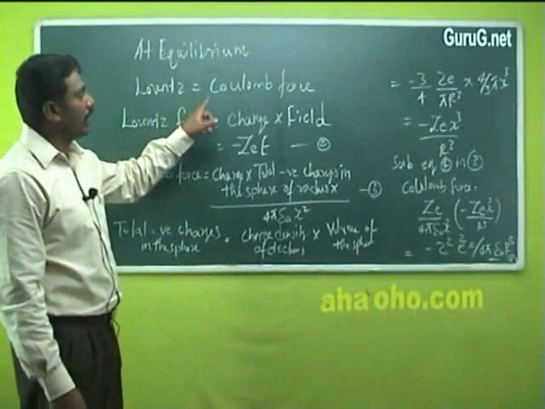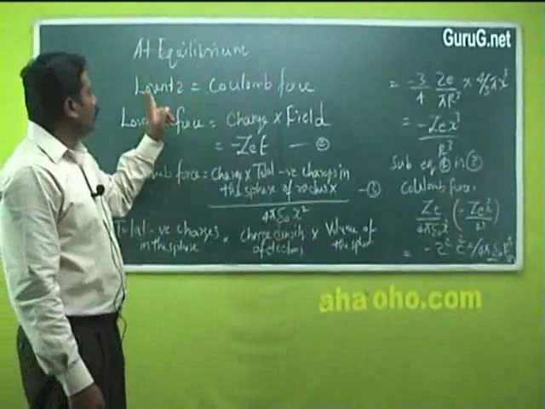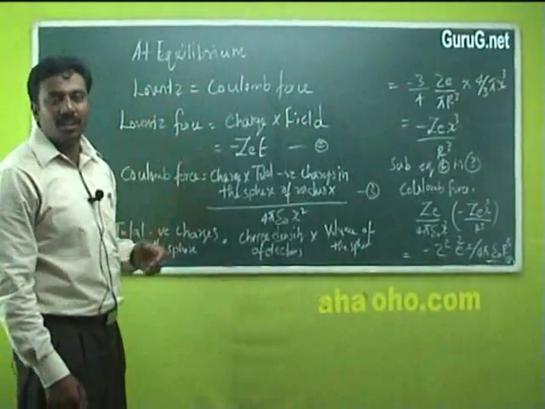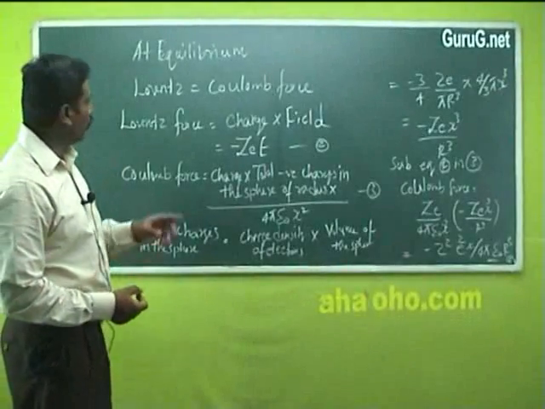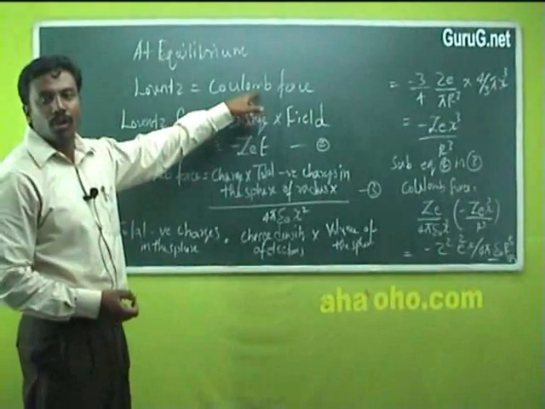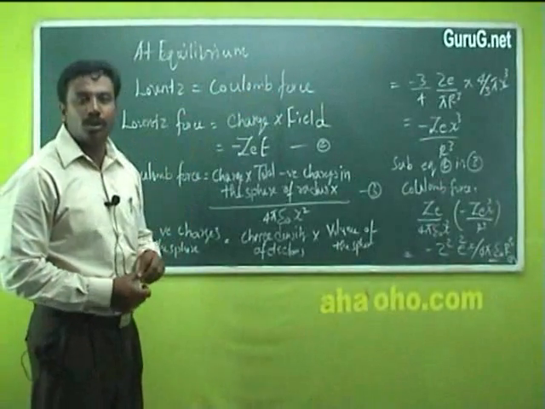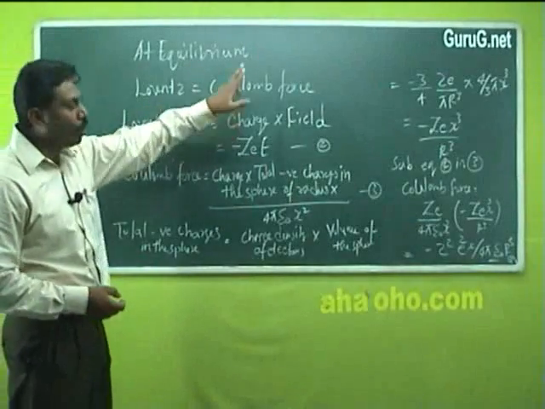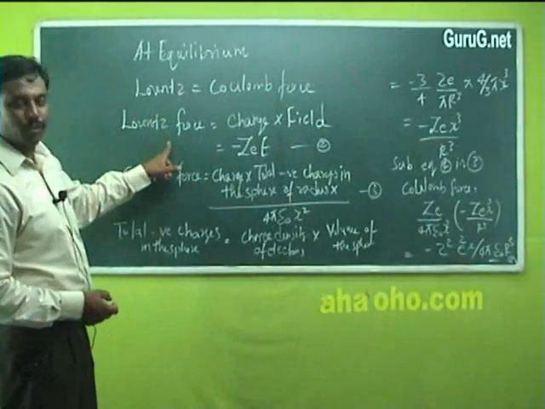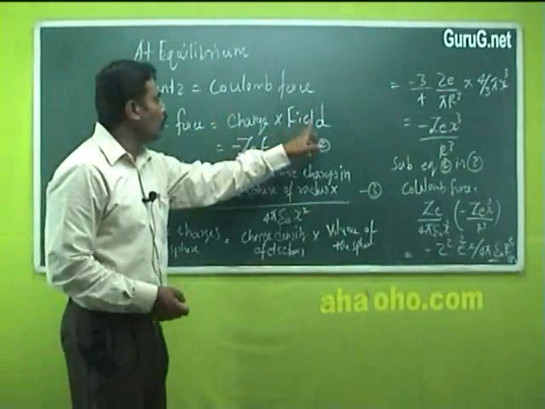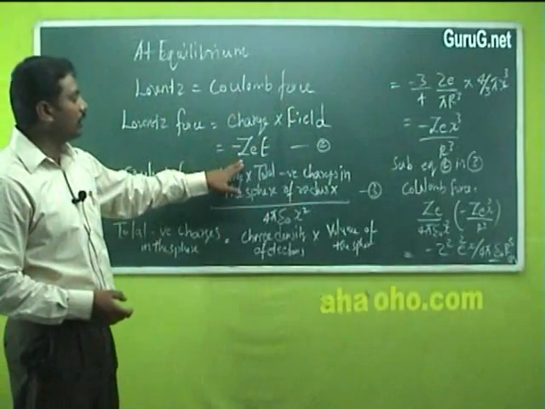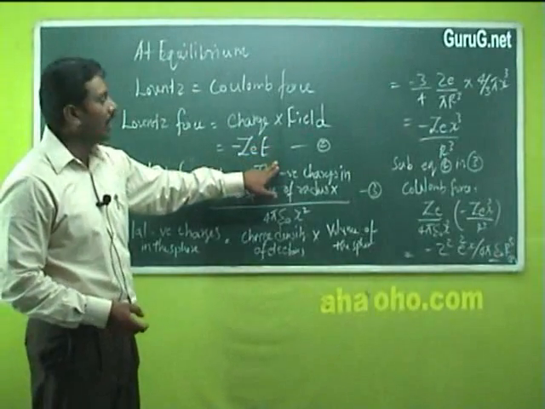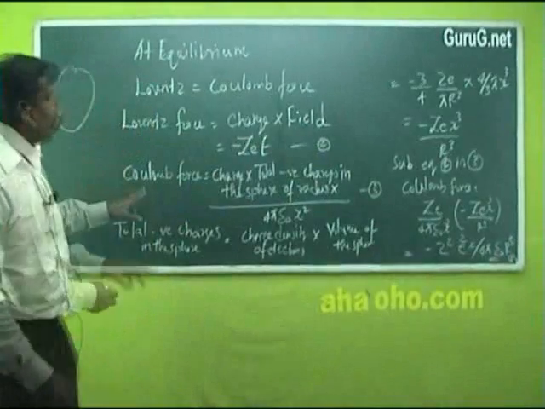One is the Lorentz force and the other one is the Coulomb's force. The Lorentz force tends to separate the electron cloud and the nucleus, whereas the Coulomb's force tries to bring it back to its equilibrium position. At equilibrium, Lorentz force is equal to Coulomb's force. The Lorentz force is equal to charge into field. The charge of the electron is minus ZE and the applied field is E. Put this as equation number 2.